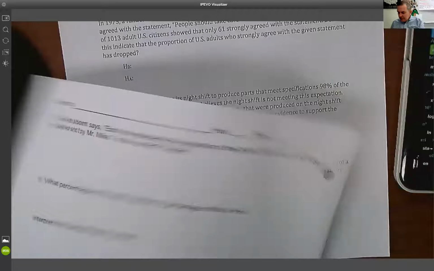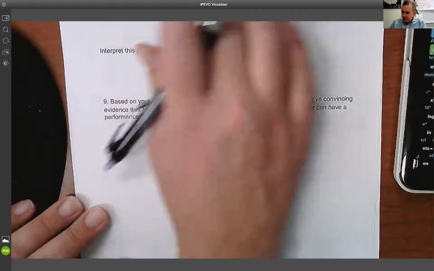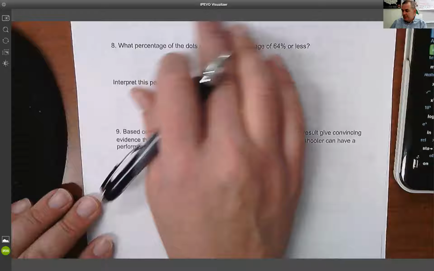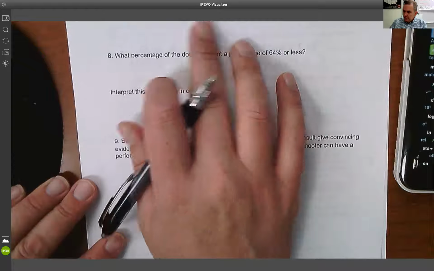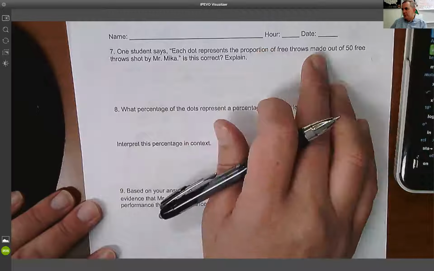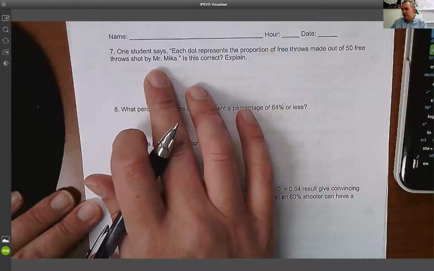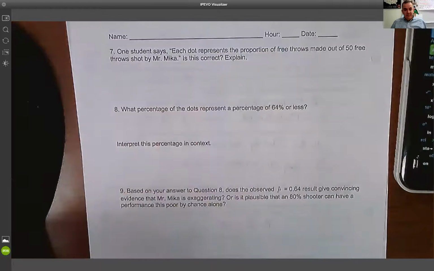So what happens in the process on this one is, when I go to look at this, it says each dot represents a proportion of free throws made out of 50. Is this correct? One student says each dot represents a proportion of free throws made out of 50 free throw shots by Mr. Micah. Is this correct? Well, no, it's not.